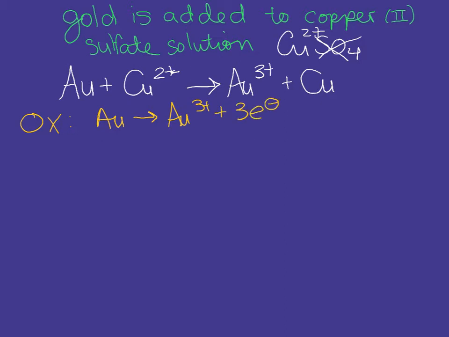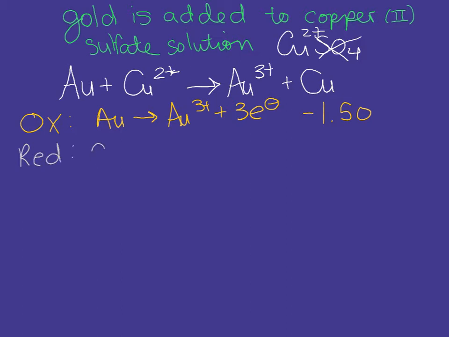And now we need to look this up on the sheet. And gold is pretty close to the top. And so this would become -1.5. When I found it on the sheet, it was +1.5. We flip it over because we always flip over the oxidation half reaction. And now we're going to do the reduction. So reduction.